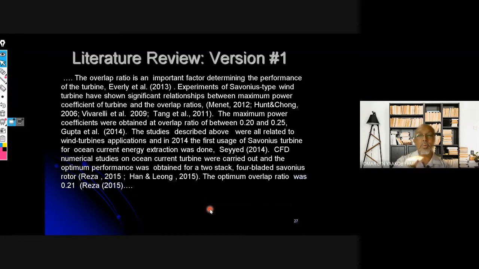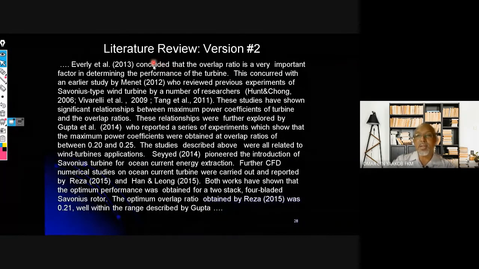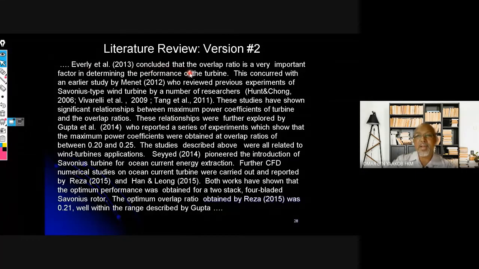So if we were to have different colors for each of the words, which one are the author's words and which one are the researchers that he quotes from, then you will find that the author's words are not that many in this version. But in this version, there's a lot. That's why it becomes longer. You see, like Everly concluded, definitely it's not from Everly. Maybe the evaluation is a very important factor, this one probably, but this one, concluded, is the one that the author actually wrote. So this concurred with an earlier study, that's definitely the author's work, by Manet up to here, in fact all of this.